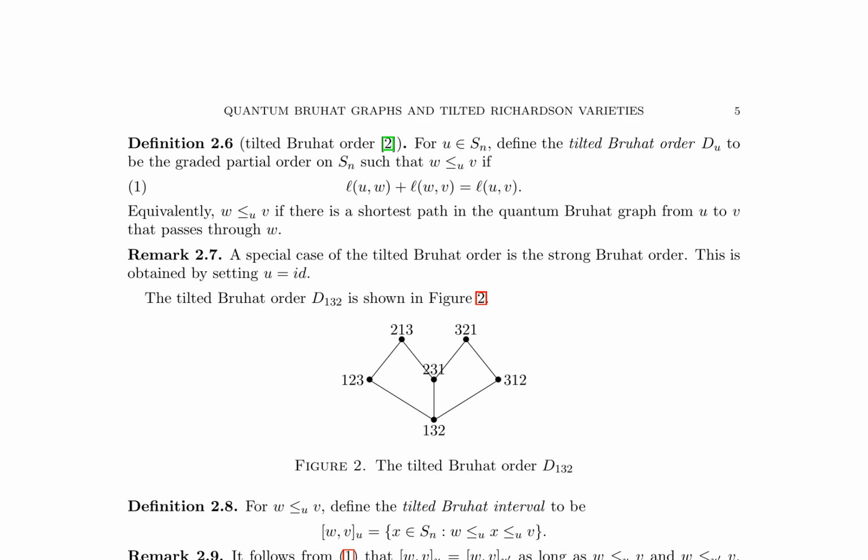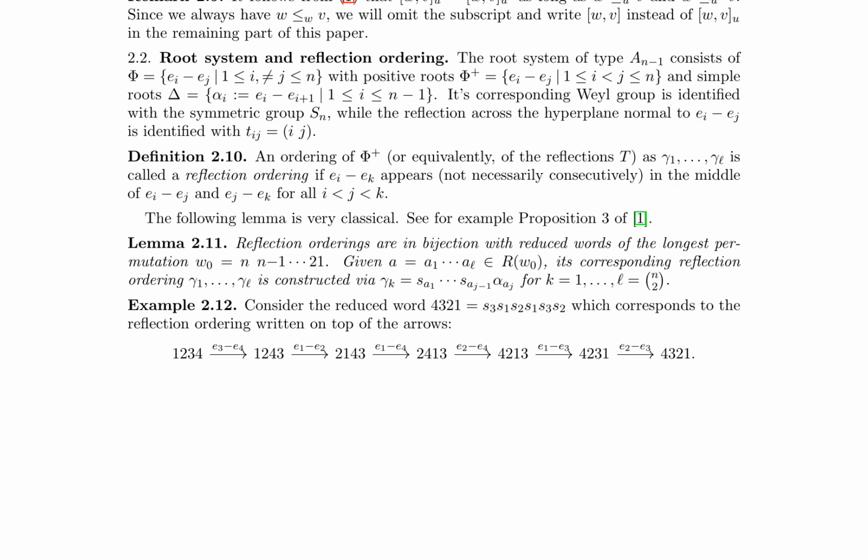The authors also introduce the root system of type A_{n-1}, consisting of positive roots Φ+ and simple roots Δ, and define a reflection ordering as an ordering of Φ+ such that e_ik appears in the middle of e_ij and e_jk for all i < j < k.